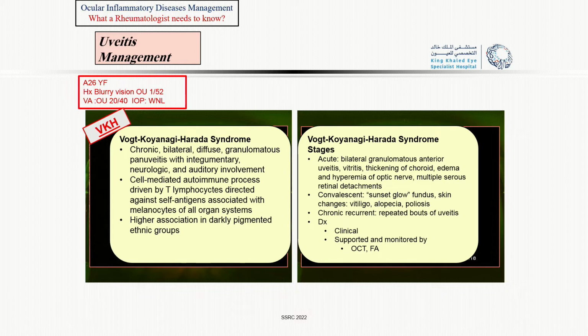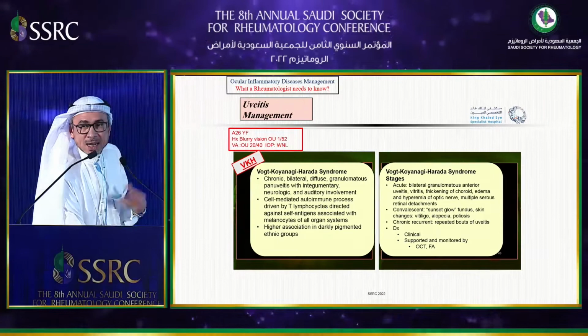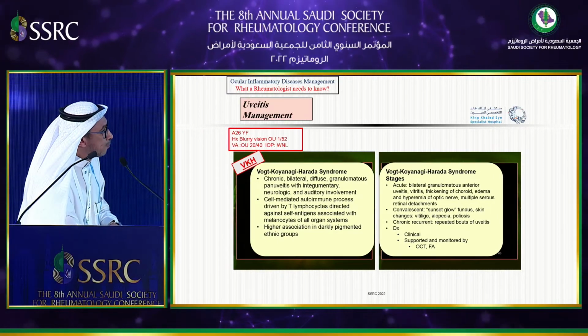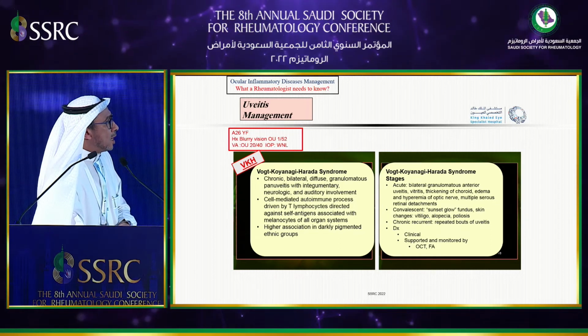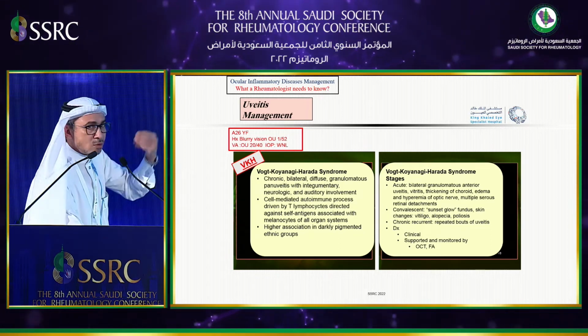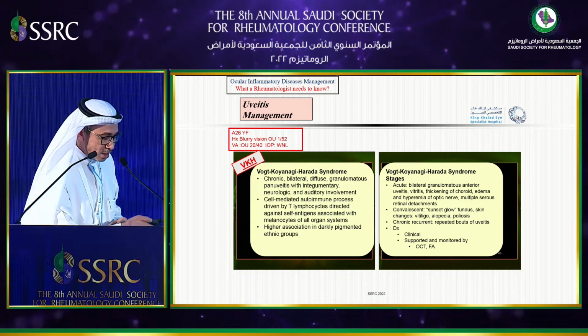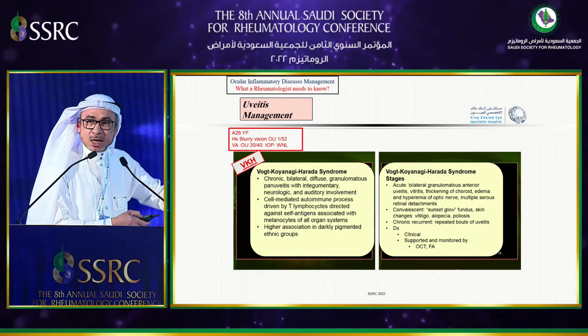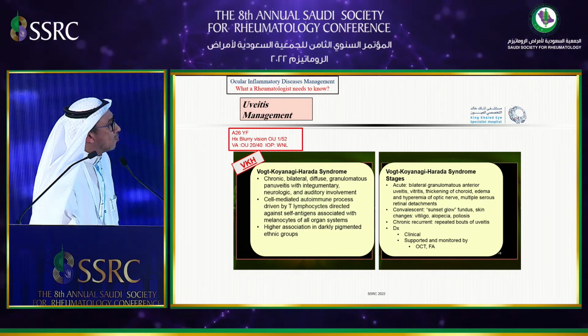It is usually in the acute stage, bilateral granulomatous uveitis, and could then move to the convalescent stage where there is a sunset glow fundus, almost changing the whole fundus because of loss of melanin and retinal pigment epithelium. And then we have the systemic manifestations like vitiligo, alopecia, and even some sort of hair loss. This is easily diagnosed clinically and aided by OCT and even fluorescein angiography.